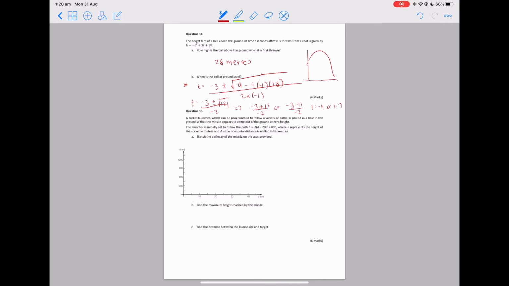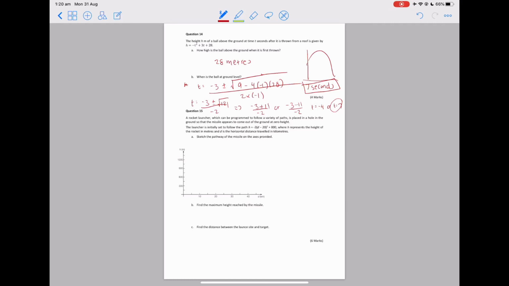So therefore, for our final answer, you only have to select the positive one because you can't have negative time. So it's going to be 7 seconds, and always include the units in your final answer. For question 15, this is going to be another projectile motion question. It wants us to sketch the graph this time.